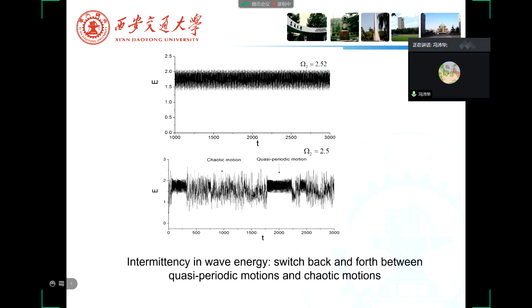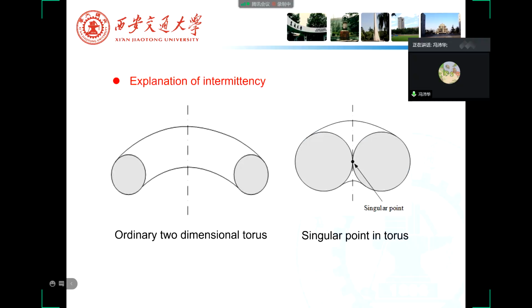And there is another very important phenomenon called intermittency in the wave energy, which means we also find that the wave energies switch back and forth between the quasi-periodic motions and the chaotic motions in some specific parameters.